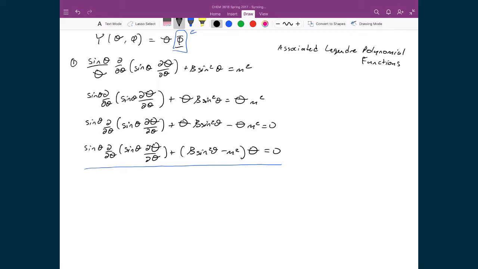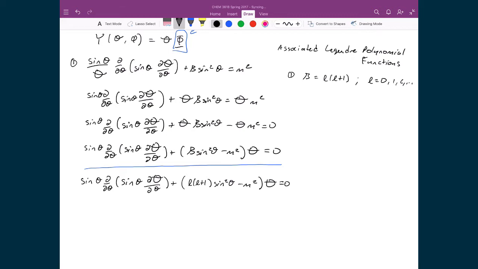To put what we have right now into a framework where we can directly apply the solutions that take this form, we're going to make three more substitutions. The first is that we're going to let beta be equal to L times L plus 1. In this case, the solutions for these associated Legendre functions require that L be equal to 0, 1, 2, and essentially any positive integer. If we make this one simple substitution into our current differential equation, we get sine theta d by d theta applied to sine theta d capital Theta by d theta, plus L times L plus 1 sine squared theta minus m squared, all times capital Theta, and that's equal to 0.